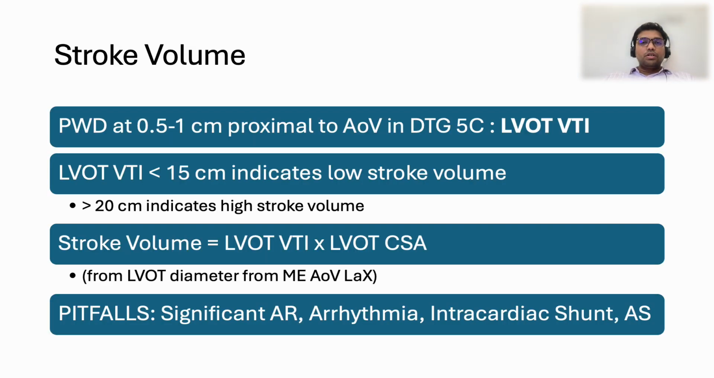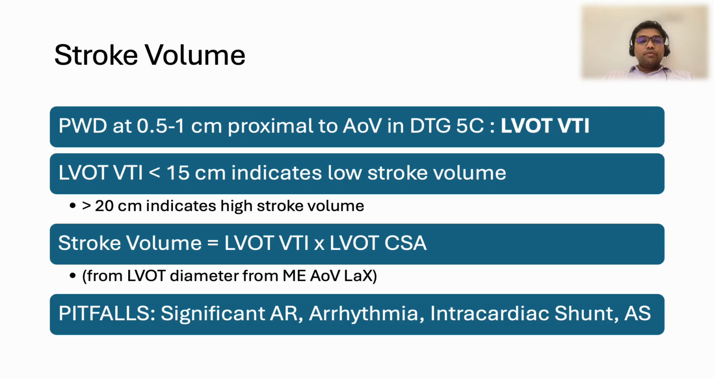At first, the most important function of your heart is your systolic function, which is judged by your stroke volume. So you'll put the pulse wave Doppler about 0.5 to 1 centimeter proximal to the aortic valve in the LVOT in the deep transgastric 5 chamber view, or you can also put it in the transgastric long axis view. That will give you the LVOT VTI.